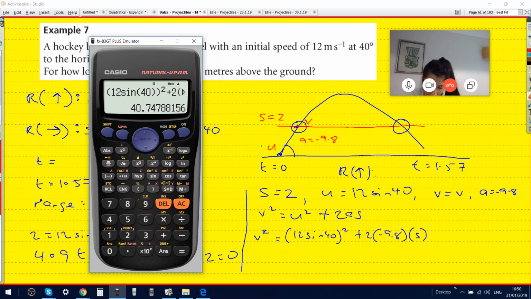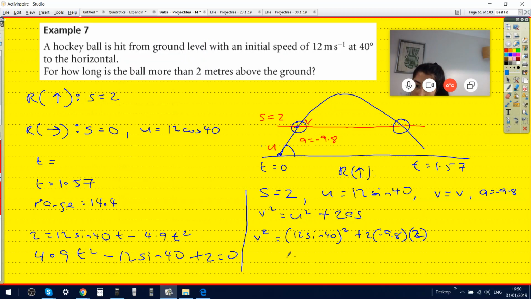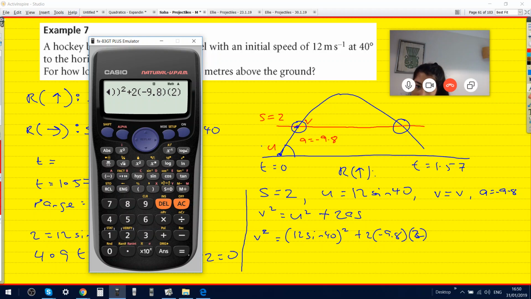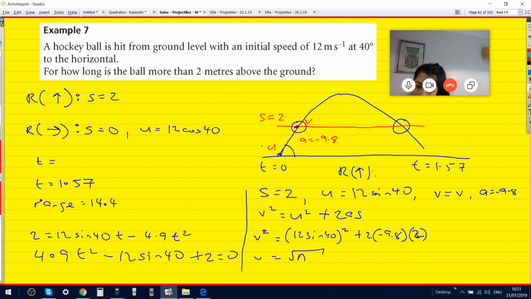I would never have got this in the wrong thing. I got 4.5. So if I square rooted this, I did not get that. 12 sine 40 squared, 2 times minus 9.8 times 2. So yeah, you don't get anything extra for doing them all separately. So then square root of that. So V equals... I didn't get that. I'm doing something wrong.